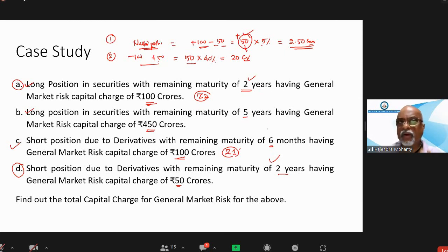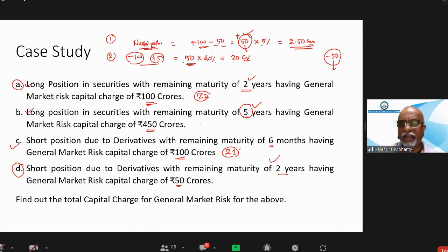Now, after netting this, how much net position remains? This is minus 50, right? Yes, sir. Here minus 100 was there, we have netted plus 50 from the earlier one, so it is minus 50. And this minus 50 is to be netted against the next available time band. What is the next available time band? The next available is 5 years, the position of B.